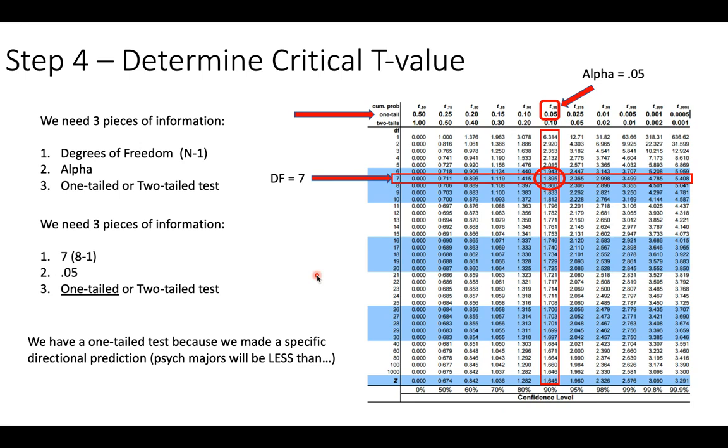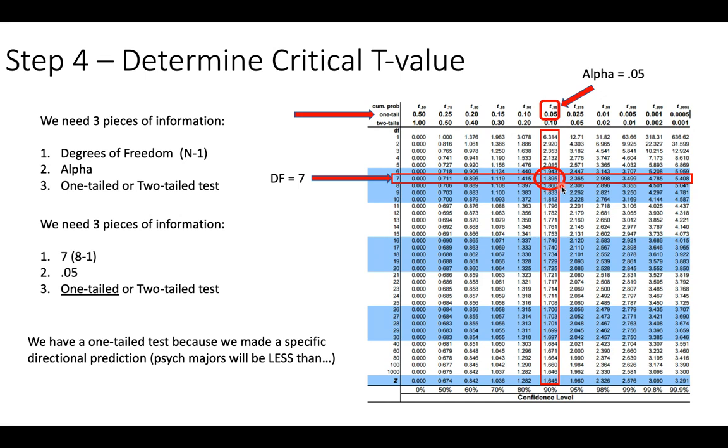Notice how there are no negative numbers on this critical value table. Well, that's because the t curve, just like the normal curve, is symmetrical on the left versus the right side of the curve, below versus above the mean. So because we have a one-tailed test, we know that we're going to take this value of 1.895 and we're just going to stick a negative in front of it.